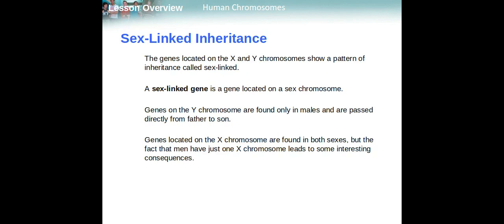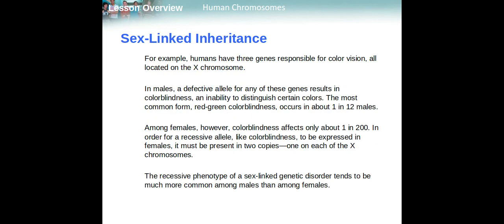Genes located on the X and Y chromosome show a pattern of inheritance called sex-linked. A sex-linked gene is a gene located on a sex chromosome. Genes on the Y chromosome are found only in males and are passed directly from father to son. Genes located on the X chromosome are found in both sexes, but the fact that men have just one X chromosome leads to some interesting consequences.